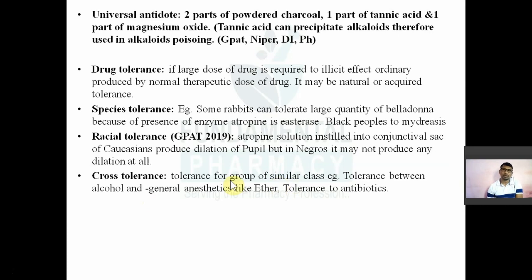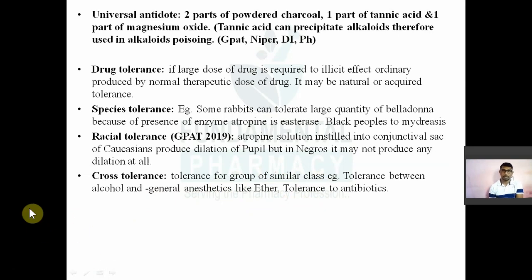Cross tolerance. If you become tolerant to a particular drug, and you take another drug of the same category or the same chemical class, then you become tolerant to that drug also. So that is known as cross tolerance: tolerance for a group of drugs of a similar class. For example, tolerance between alcohol and the general anesthetic ether. Then tolerance to antibiotics.